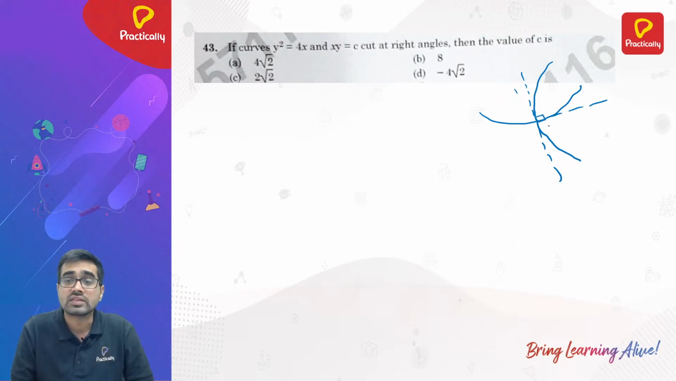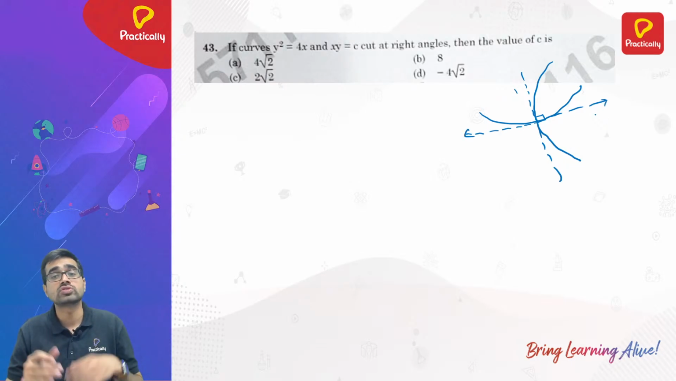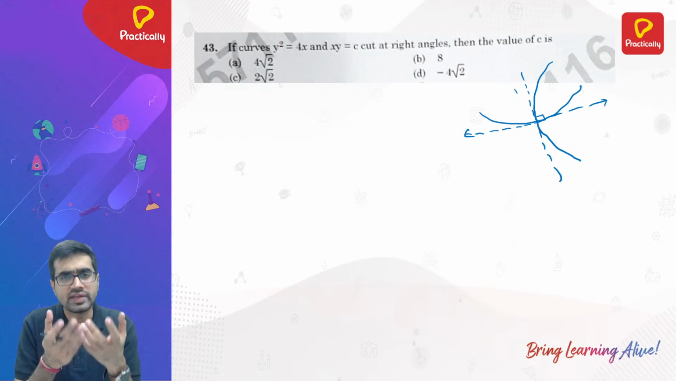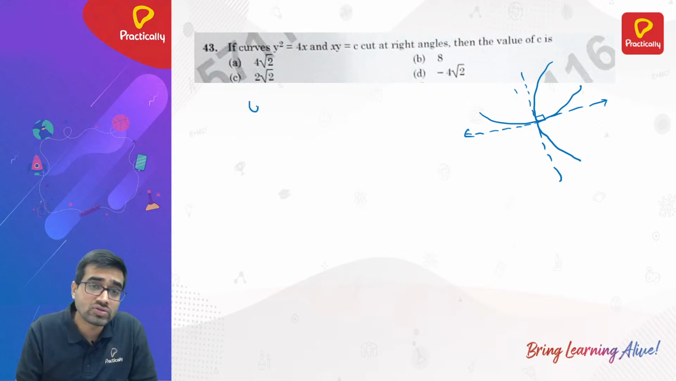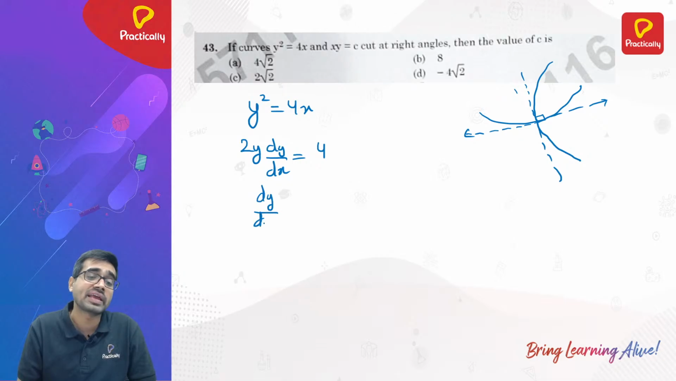This is the case. The tangents to the curves are actually normal to each other. Then you say the two curves cut orthogonally, or at right angles. So now you say y square is equal to 4x. Let's differentiate. So 2y dy by dx is equal to 4, which is 4 times 1. So dy by dx in this case is 4 by 2y, which is nothing but 2 by y.